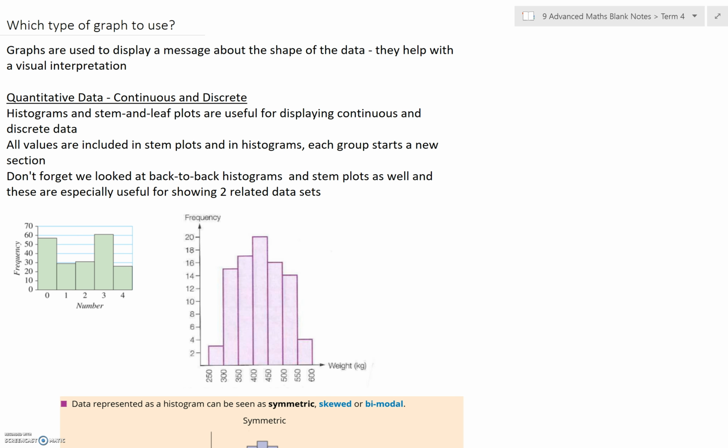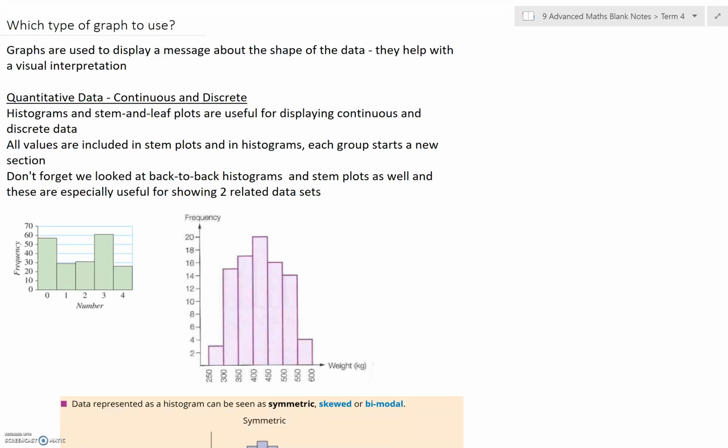For quantitative data, so that's when we're talking about data with numbers, continuous or discrete, histograms and stem and leaf plots are both really good for that type of data. With stem and leaf plots, all values are included, as we talked about before. Histograms can be done two ways. If we have a look at the two histograms displayed underneath, we've got a histogram that has each column for one particular value: number 0, number 1, number 2, number 3, number 4. That would be the type that you might use for discrete data.